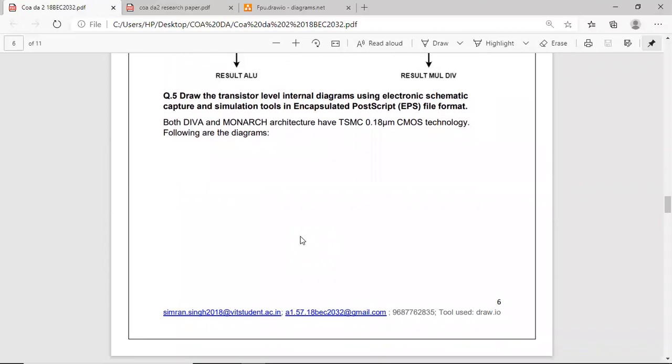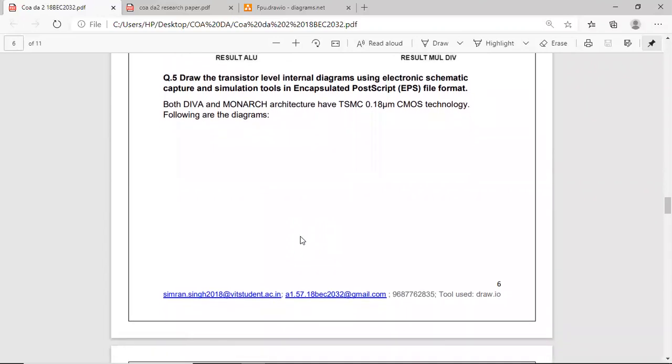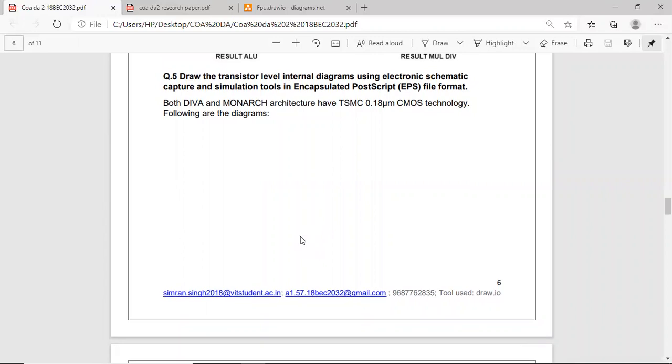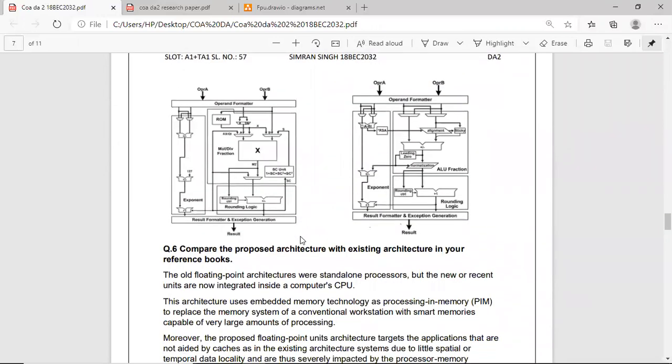Both DIVA and Monarch have 0.18 micrometer CMOS technology. The following diagrams explain this in detail.